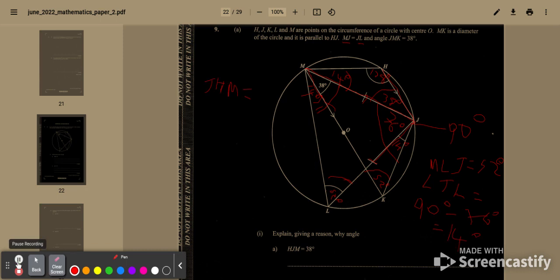And finally, they want us to find angle JHM. JHM is equal to 128 degrees. And the reason for that is opposite angles in a cyclic quadrilateral are supplementary, or opposite angles in a cyclic quadrilateral add up to 180 degrees. So that's it basically for the circle theorem past paper question.